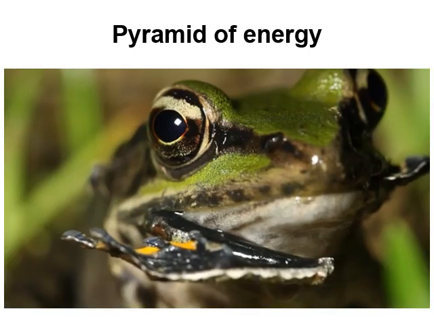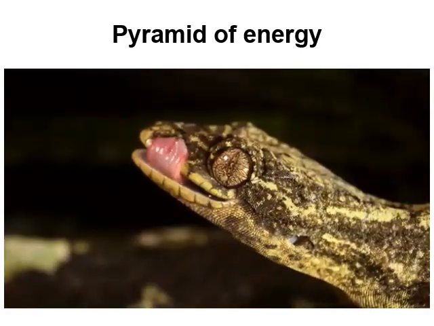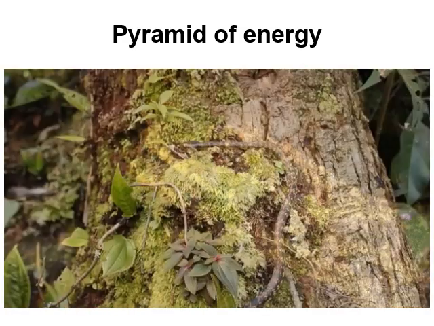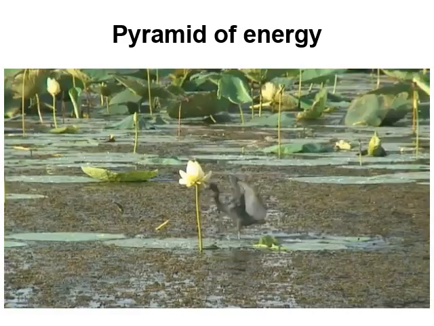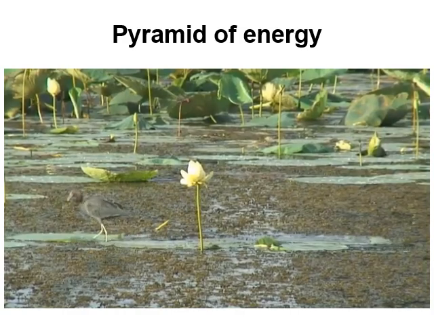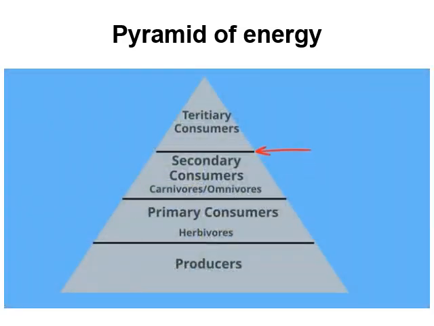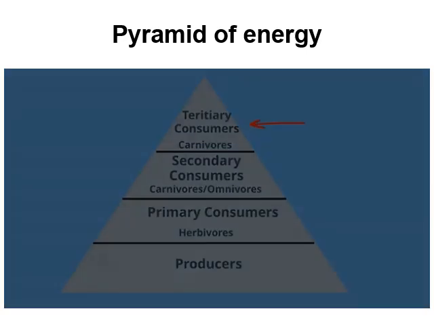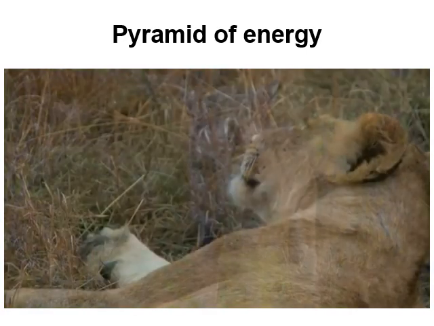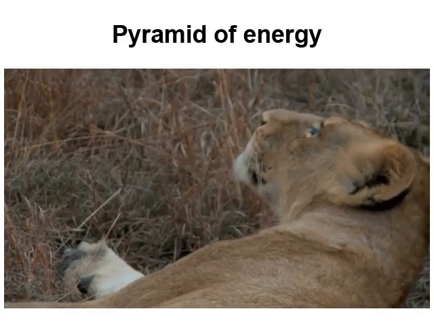Examples include frogs, lizards, many snakes, and many birds. Above the secondary consumers are tertiary consumers. Tertiary means third level. They consume secondary consumers. This level includes carnivores. Examples would include wolves, lions, and this hawk.